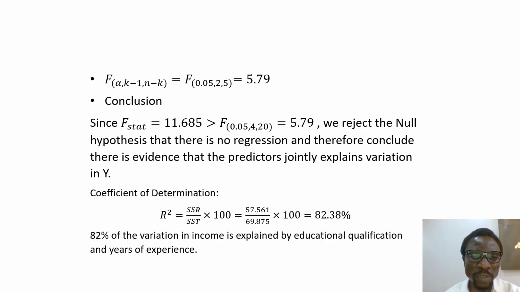To know how much of the variation in Y is explained by these predictors, we therefore need to determine our coefficient of determination. So our coefficient of determination, R squared, is the ratio of the sum of square regression to that of the sum of square total, and then times 100 in order to get a percentage. So that gives us 57.561 divided by 69.875 times 100, which is equivalent to 82.38%. Invariably, we are saying that 82% of the variation in income is explained by educational qualification and years of experience. And so this is how we apply ANOVA model to analyze multiple linear regression.